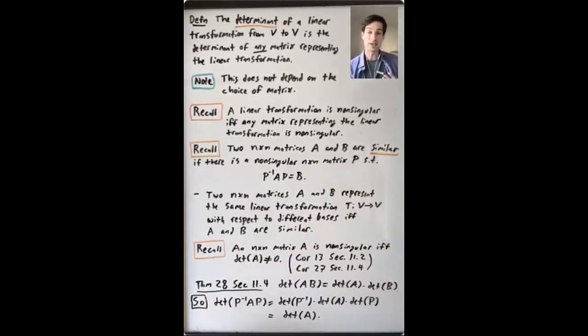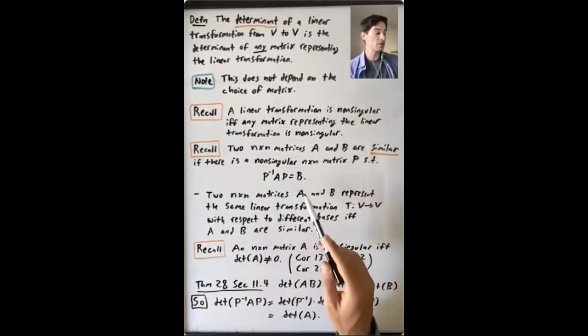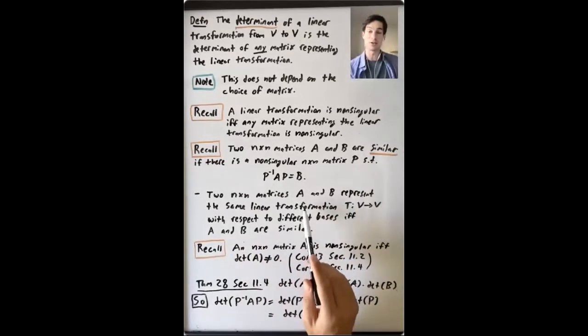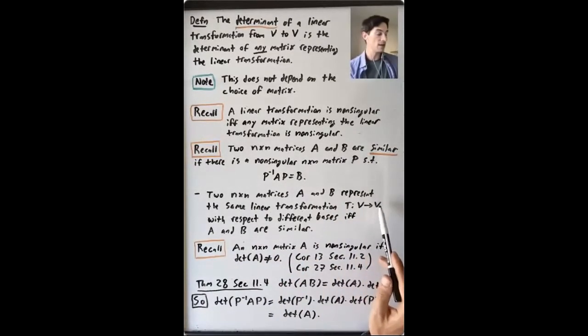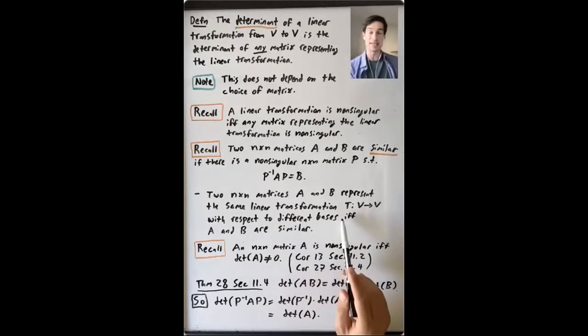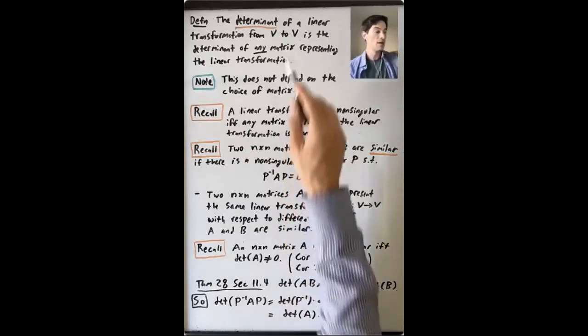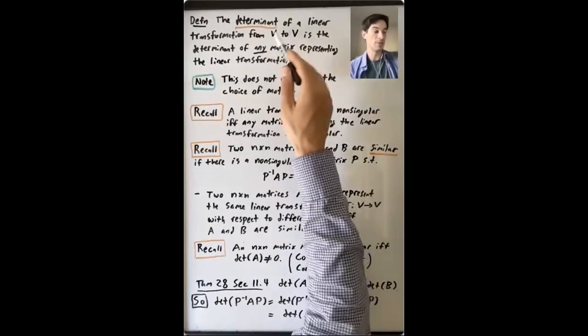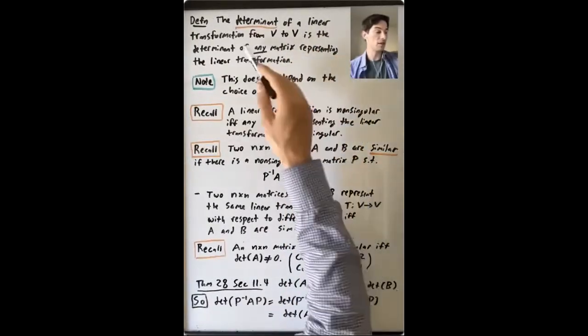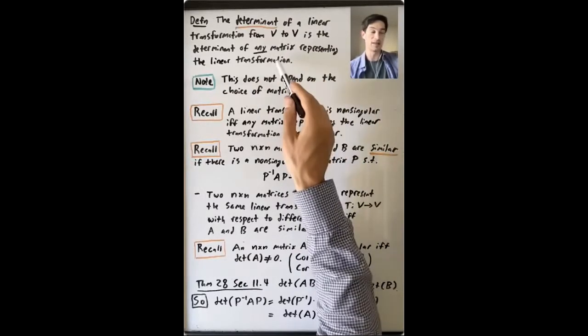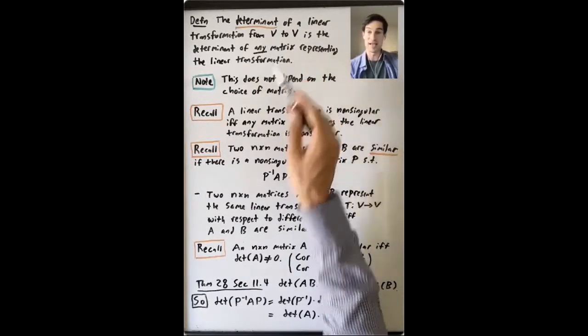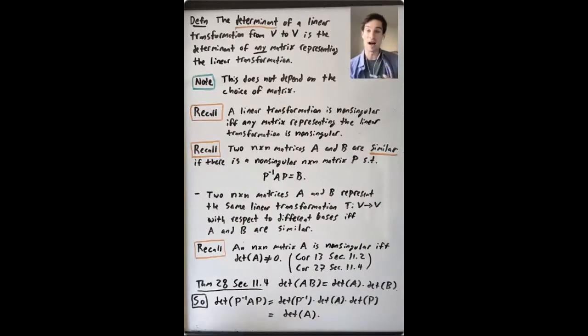Why is similarity such an important concept? Because two n by n matrices A and B represent the same linear transformation T from V to V with respect to different bases if and only if A and B are similar matrices. So we start with a linear transformation from V to V. We want to say that the determinant of any matrix representing the linear transformation is the same. But what do all those matrices have in common? They're similar to each other. So we just have to see that similar matrices have the same determinants.